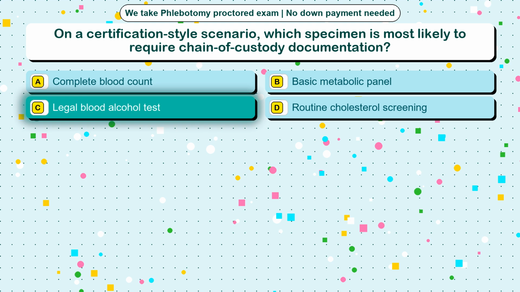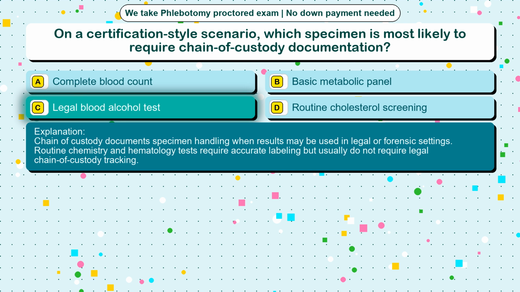The correct answer is option C. Legal blood alcohol test. Chain of custody documents specimen handling when results may be used in legal or forensic settings. Routine chemistry and hematology tests require accurate labeling but usually do not require legal chain of custody tracking.